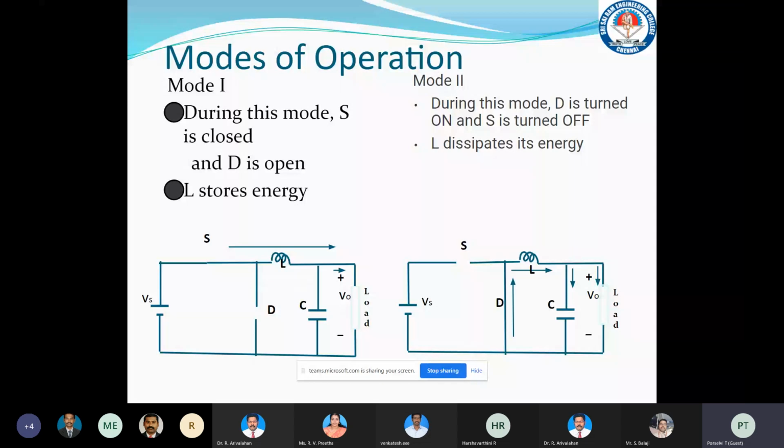In the second mode of operation, the switch is turned off, that is, we remove the gate pulse given to the switch. During this mode, the energy stored in the inductor in mode 1 is dissipated, and it forward biases the diode, so the diode comes into conduction. During this mode, the inductor current is again divided into two parts. Some current flows through the capacitor and the other flows through the load.